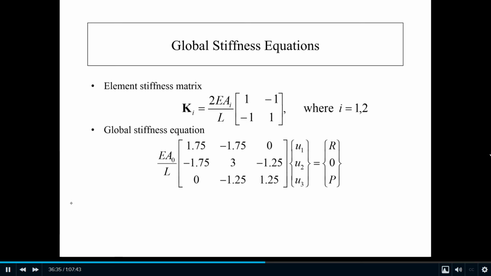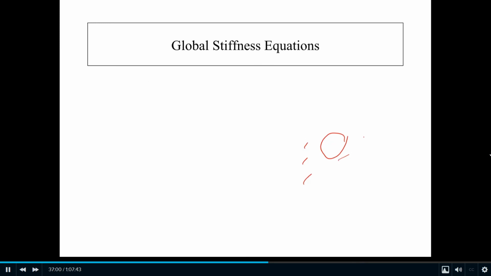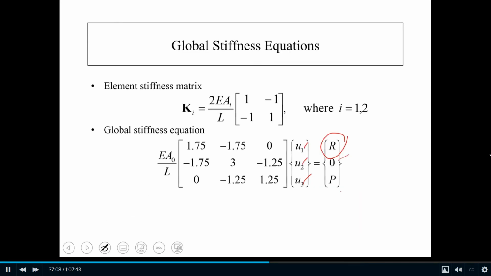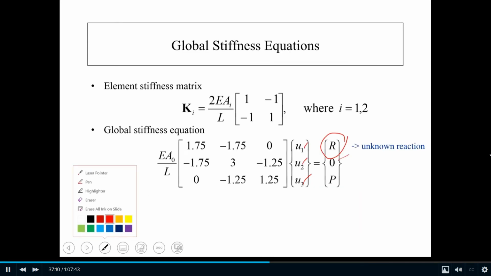To solve for this solution, what you need is to apply the boundary condition. In this equation, at node 1, you may ask, what is this? It's an unknown reaction. Actually, you know, but let's say for the time being, you don't know. And then this is another force vector at node 2, which is 0 because you don't have a force here, and you have force P here, right? So this is the global equation, and then you apply the boundary condition.